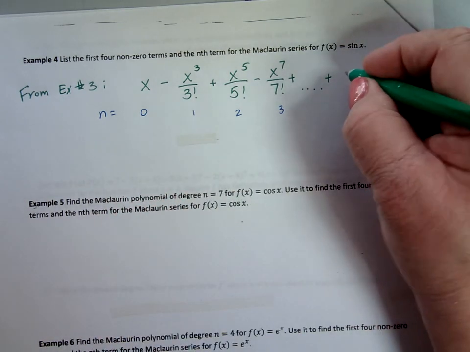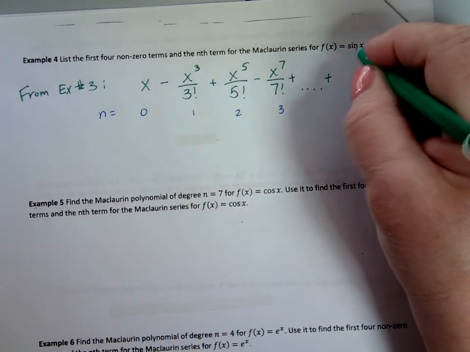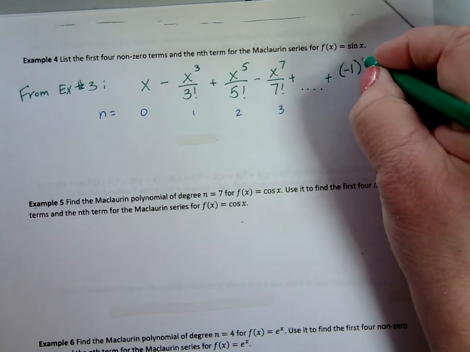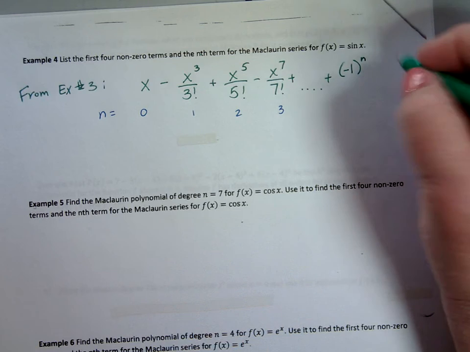So one thing I notice is that my signs are alternating. If my signs are alternating, then you know you need a -1 to the n power or something like that. Now we'll go back and check that nth power, right? Because sometimes it's n plus 1, sometimes it's a little bit different. But for now, let's just put the n there because we know that we have an alternating power.